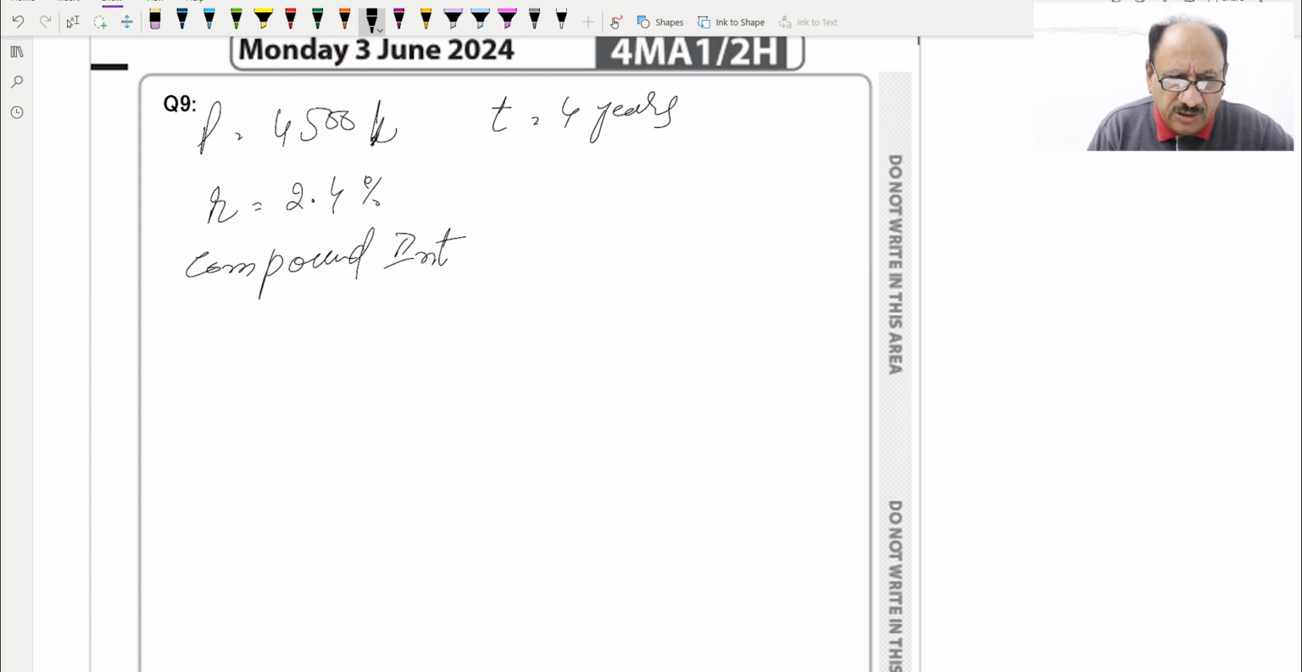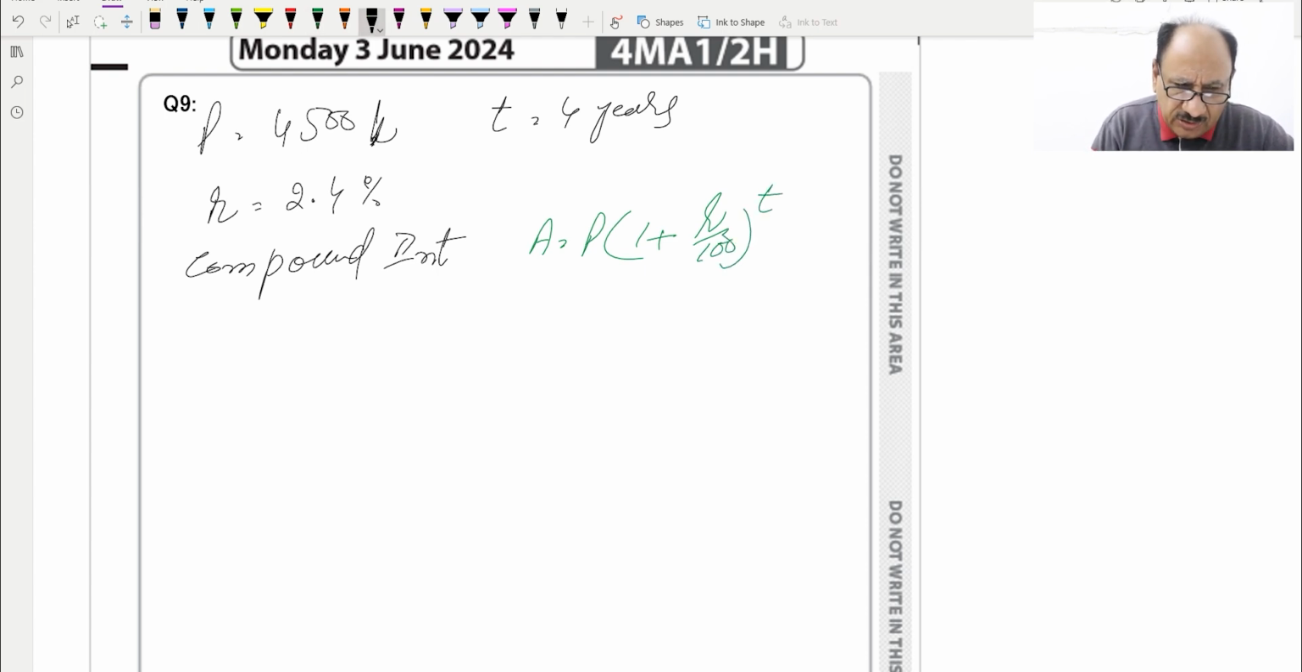Work out how much money he will have in the savings account at the end of 4 years. So give your answer correct to the nearest krona. So they don't need decimal values, we'll be rounding that number. So first of all, the compound interest formula: amount A is equal to principal amount into 1 plus rate over 100, raised to the power t.